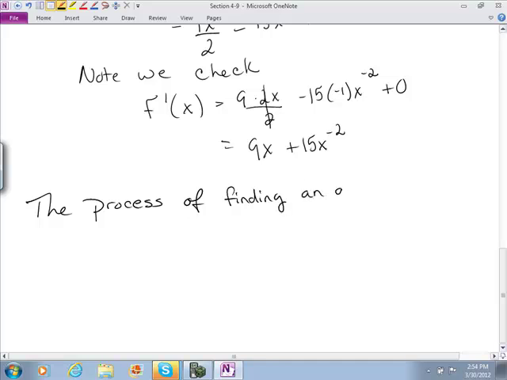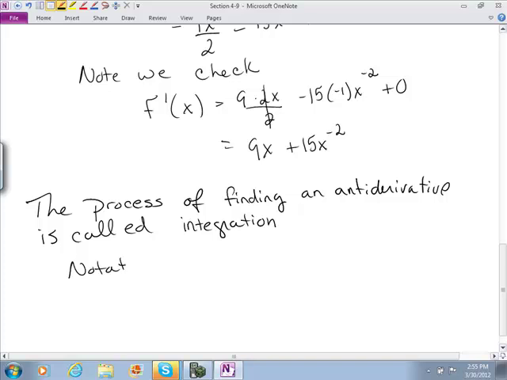And antiderivative is called integration. And we have a new notation. It's kind of exciting because you probably have seen this before, but maybe you didn't know what it meant. And it's for what we call the indefinite integral. Later in the semester, we'll learn about the definite integral, but right now it's just the indefinite integral.